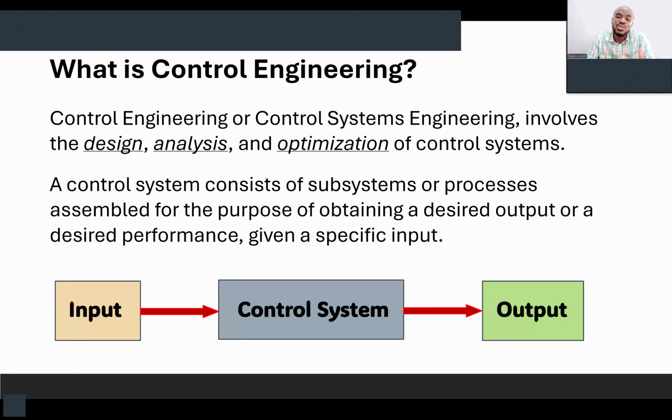So a control system consists of many systems, subsystems that have been put together, or processes that have been arranged to interact one with another for the purpose of obtaining a desired output or a desired performance from the system. Okay? And you would usually have an input to the control system, and then the control system now works on it.